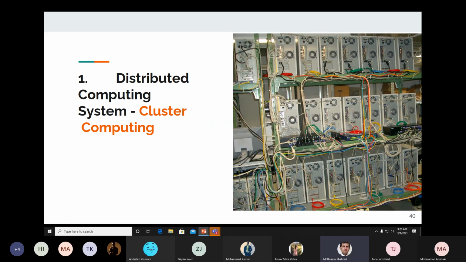So this is one example of how these clusters are physically arranged. This is a cluster of nodes, and these are the nodes as they are placed. You can see that they are connected through a high speed LAN, in this case.